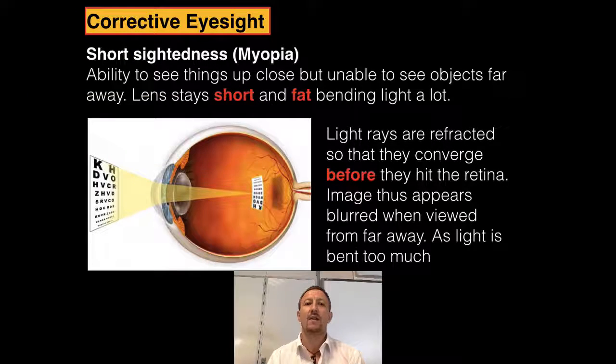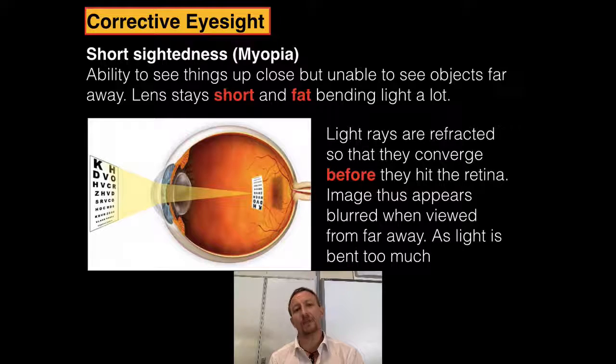Now, there are two main types of eyesight correction that we have. There's short-sightedness, myopia, or there's long-sightedness, which is hyperopia. Now, with myopia or short-sightedness, the lens remains short and fat. You can't pull it long and thin. Now, this is great if you're reading up close. If you're reading up nice and close, you actually want to bend the light which is coming off the page onto your retina. So short and fat causes a lot of bending, which is great.